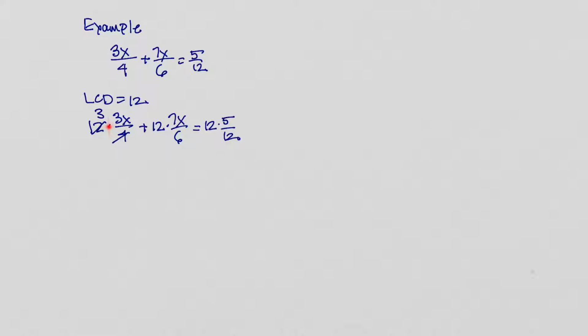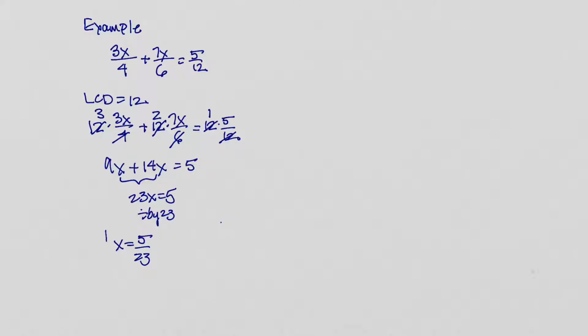We have 3 times 3x, right? 3 times 3x, that'll give us 9x plus, and then here, this 6 will divide into 12 twice, giving us 2 times 7x. 2 times 7 is 14, so we'll get 14x equals, now over here, 12 will go into 12 once, and we get 1 times 5, which is 5. Now adding these together, we'll get 23x equals 5, and now we're going to divide by 23, so we're going to have x equals 5 over 23.